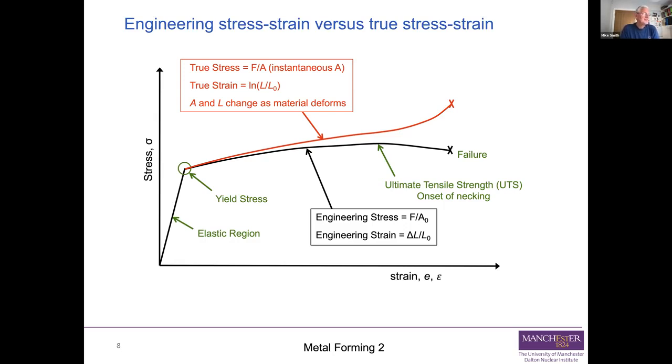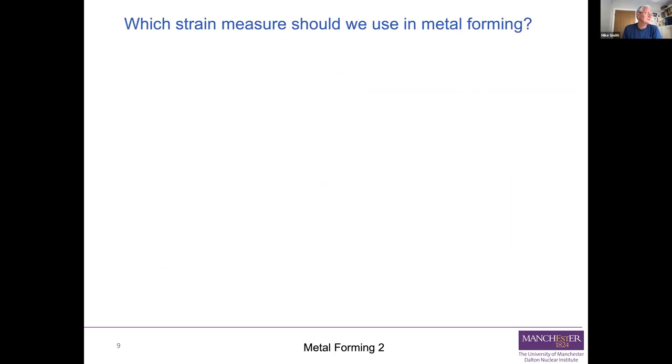And then they diverge quite significantly once it starts to neck. Because once it starts to neck, the cross-sectional area where the stress is applied and the deformation is concentrated is getting smaller rapidly, which means the true stress is getting higher rapidly. So you can see near failure, the true stress and engineering stress curves diverge. So that's what you see as the differences between the two.